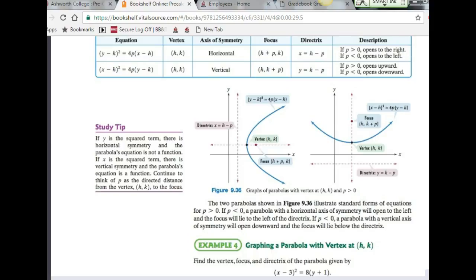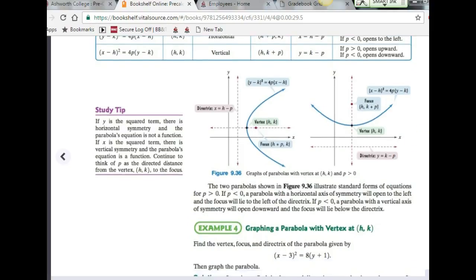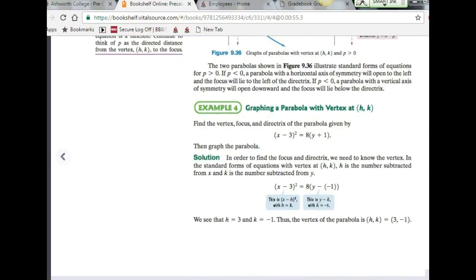If p is negative, then the focus will be below the vertex, and that means the parabola would open downward. Okay? So there's a lot of little information that you've got to know pretty well before you can just jump into being able to work a problem.